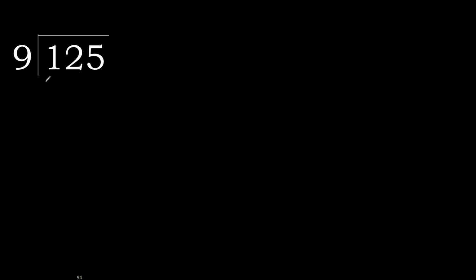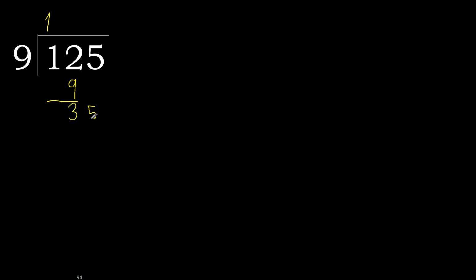125 divided by 9. 1 is less, therefore take the next digit. 12 is not less, therefore we work with 12. 9 multiplied by which number is nearest to 12, but not greater? 9 multiplied by 2 is 18. 18 is greater. 9 multiplied by 1 is 9. It is not greater, okay. 12 minus 9 is 3.